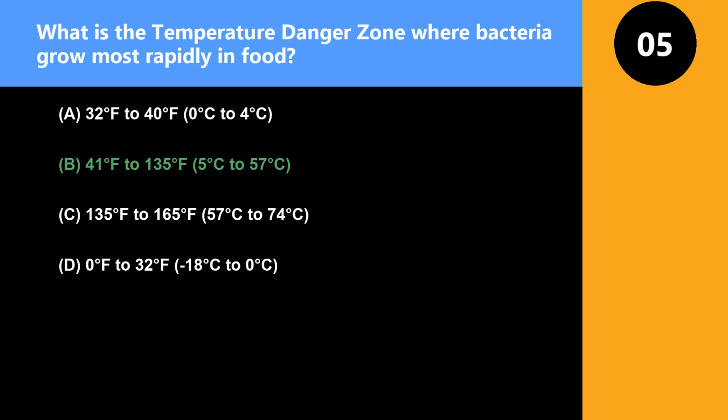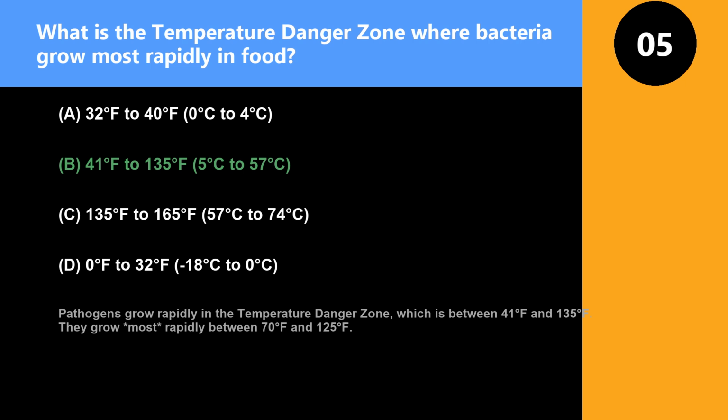The correct answer is option B. 41 degrees Fahrenheit to 135 degrees Fahrenheit, 5 degrees Celsius to 57 degrees Celsius. Pathogens grow rapidly in the temperature danger zone, which is between 41 degrees Fahrenheit and 135 degrees Fahrenheit. They grow most rapidly between 70 degrees Fahrenheit and 125 degrees Fahrenheit.